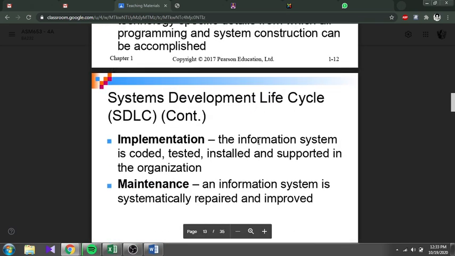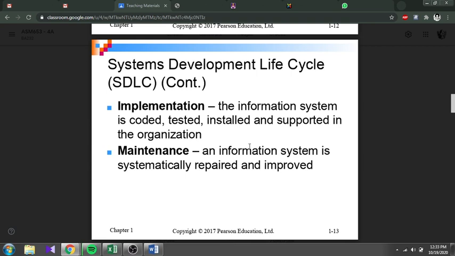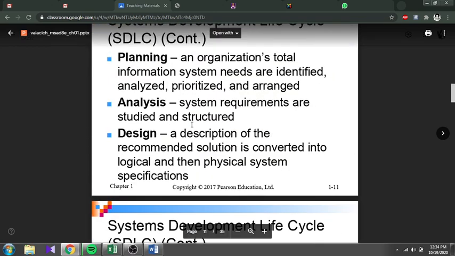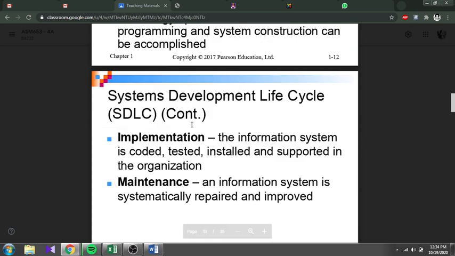Okay, implementation is where the system is coded, tested, installed, and supported in the organization. Mostly system testers and system analysts will be involved in this. And the last one, system maintenance: the information system is systematically repaired and improved. If they are facing any errors, any major breakdown, whatever, system down or server down, they have to do the recovery. Alright, okay, that's about the planning, analysis, design, implementation, and maintenance.